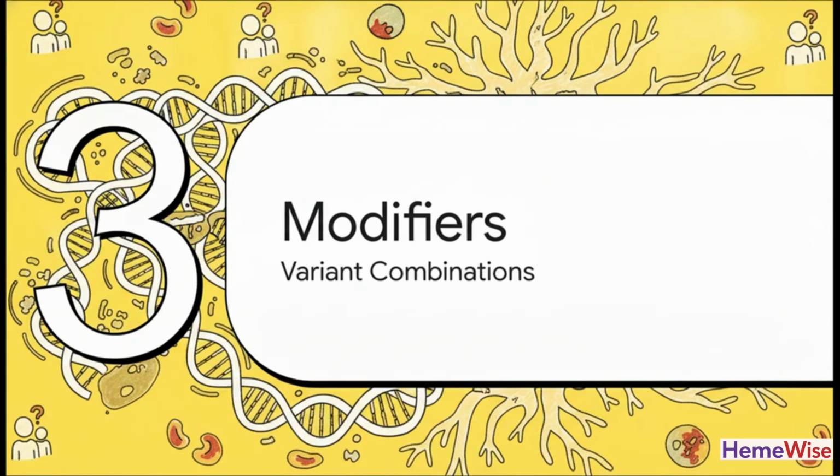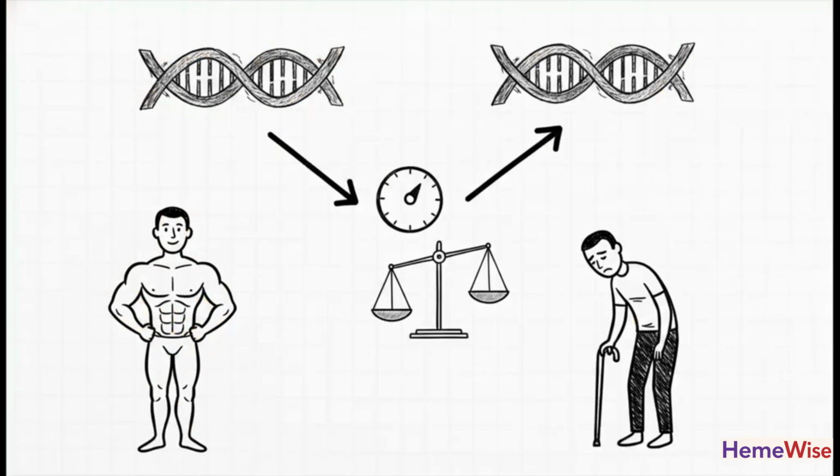Okay, Section 3, modifiers and variant combinations. Let's dive into why 2 patients with the exact same primary mutation can look so clinically different. And this brings us to a massive, overarching principle of hemoglobinopathy diagnosis. The exact same HBB genotype does not equal the same clinical phenotype. Never assume you know the clinical picture just from the primary beta-globin mutation alone. Disease severity is heavily modulated by secondary genetic modifiers, specifically alpha chain dosage and HbF promoters.